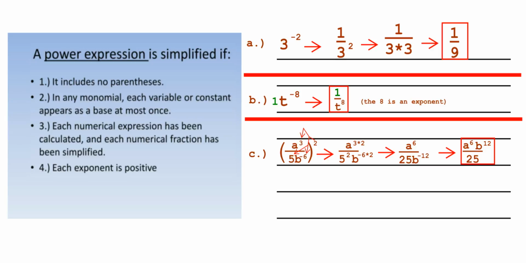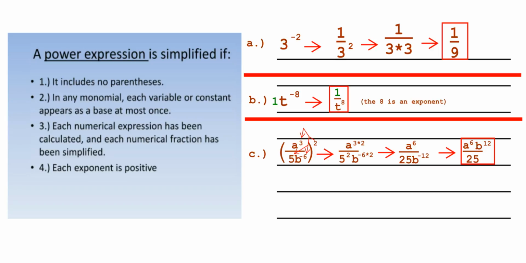It includes no parentheses. So look at your answers. 1/9, no parentheses. 1 over 2 to the 8, no parentheses. A to the 6 times b to the 12 over 25, no parentheses. In any monomial, that means a single term, each variable or constant appears as a base at most once. So 1/9 shows up once. 1 over 2 to the 8. T is a variable, shows up once, right? Up next to the last one, a shows up once. B shows up once. And 25 shows up once.